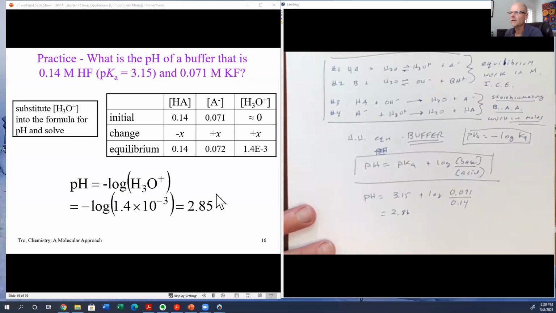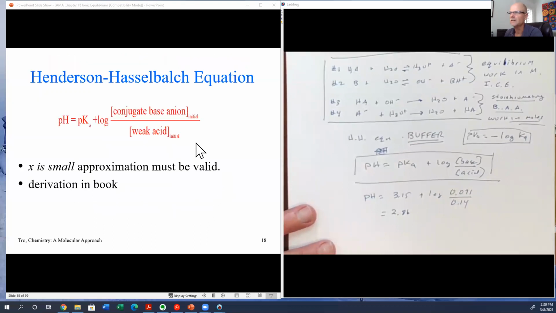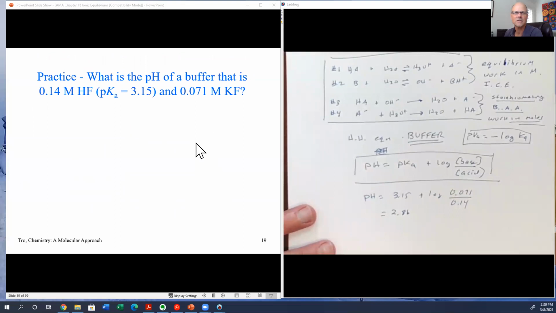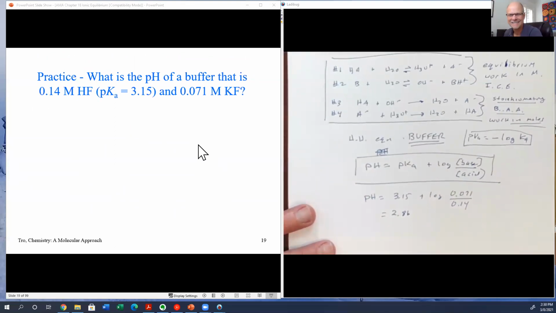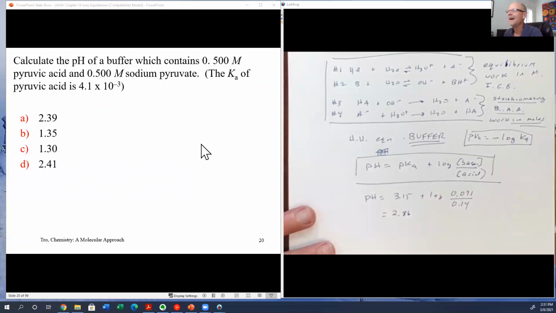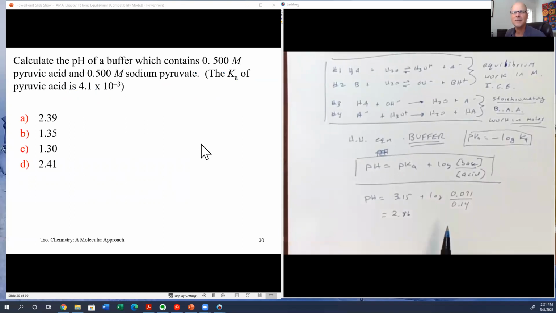So what would you rather do? Work an equilibrium problem and do all this stuff, or just plug into that equation? Equilibrium for sure. Smart Alec. Okay. All right. How about you try this? Use the Henderson-Hasselbalch equation and find the pH of this buffer.